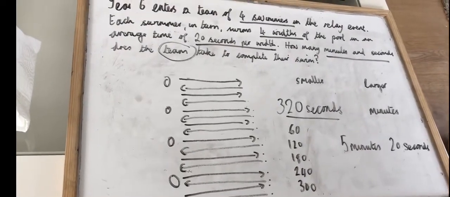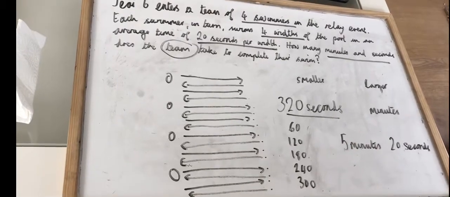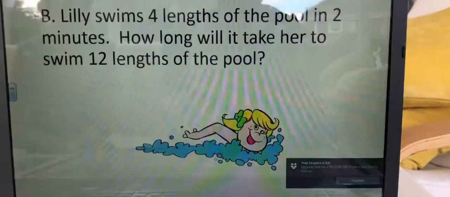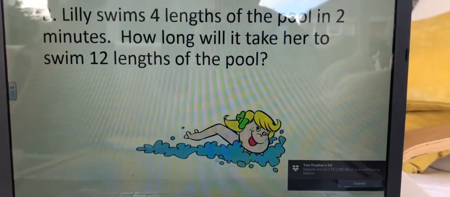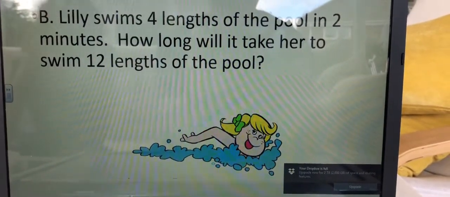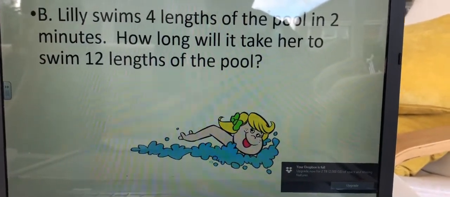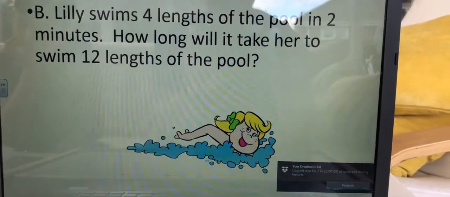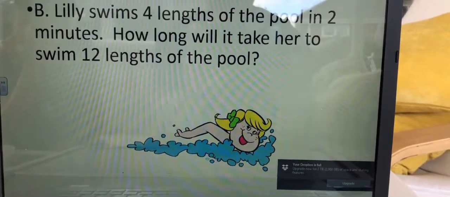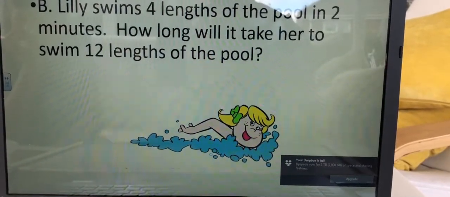Okay, brilliant. We'll have a look at one more word problem and then I'll set you off on today's LBQ challenge. Okay, here we are for our next word problem. Lily swims 4 lengths of the pool in 2 minutes. How long will it take her to swim 12 lengths of the pool? Okay, so we're going to answer this word problem, and the first thing we're going to do is really have a think about what's the key information and what is it asking us to do. So pause it and have a good think about that.